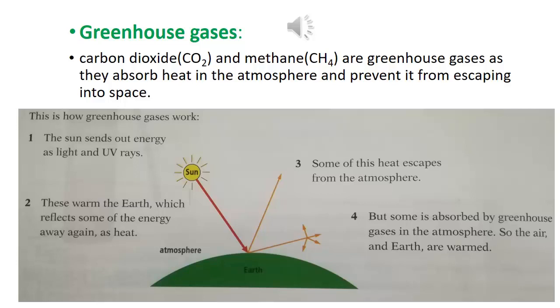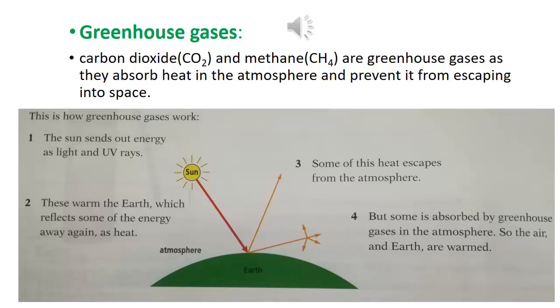So first step, the sun sends energy in the form of light and heat, and UV rays also. What are UV rays? Ultraviolet rays. So the earth absorbs this energy, and this warms the earth, and some part gets reflected.